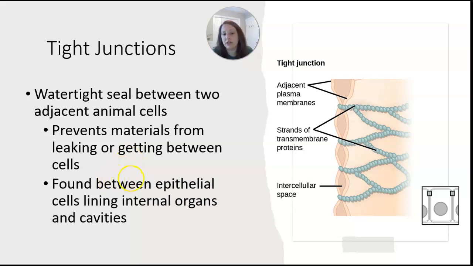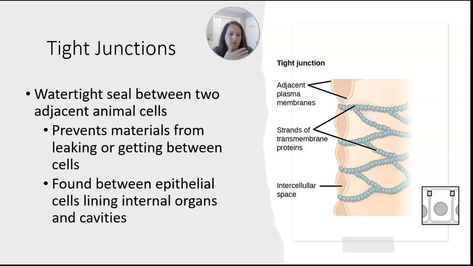Where do we find tight junctions? We find them between epithelial cells that line internal organs or internal cavities. Okay, and so you can think of the lining of your, that is an epithelial barrier. And so again, those cells are going to be tightly stitched together. The lining of your stomach, same idea. There's going to be some tight junctions in there.